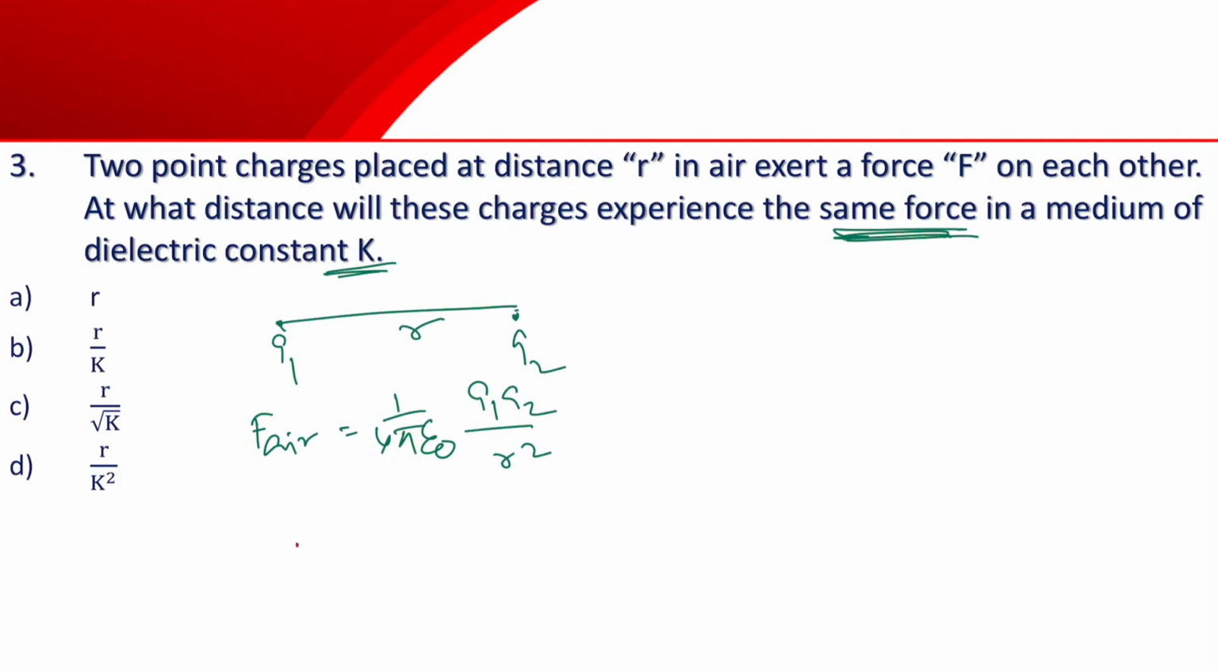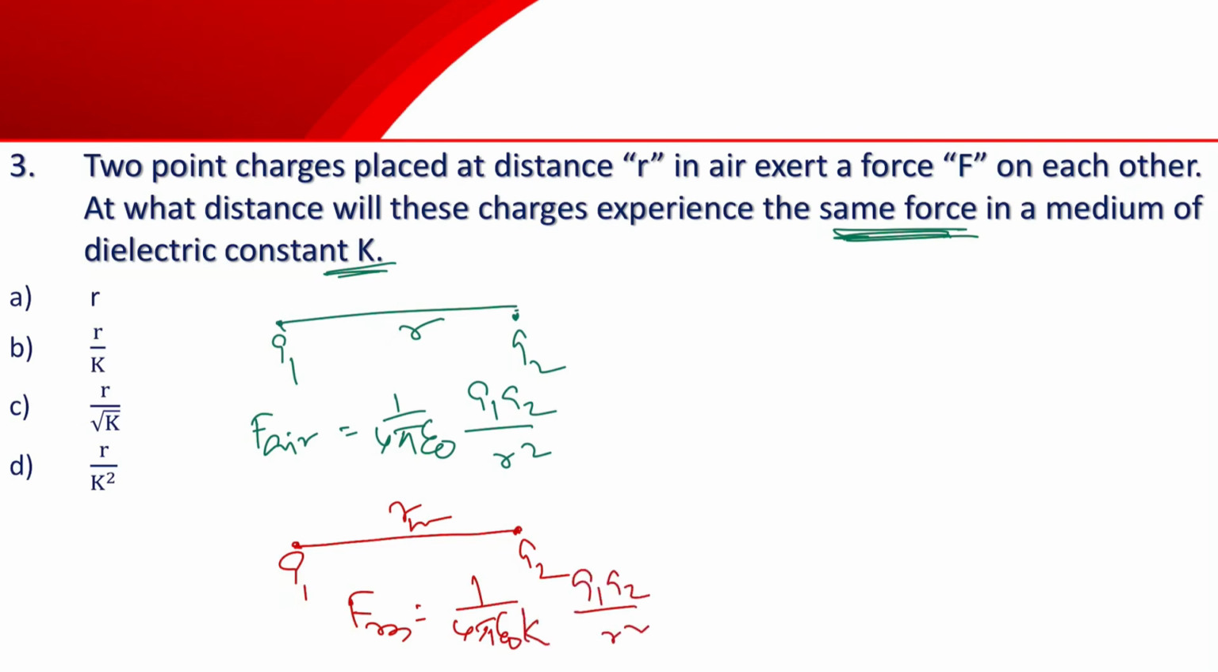Now if we place the same system in a different medium, that medium has dielectric constant K, and let this distance now be rm. Then we can write F medium equals to 1 upon 4 pi epsilon naught K, which is the dielectric constant, q1 q2 by rm square. Okay, now it is given in the question that F air equals F medium.